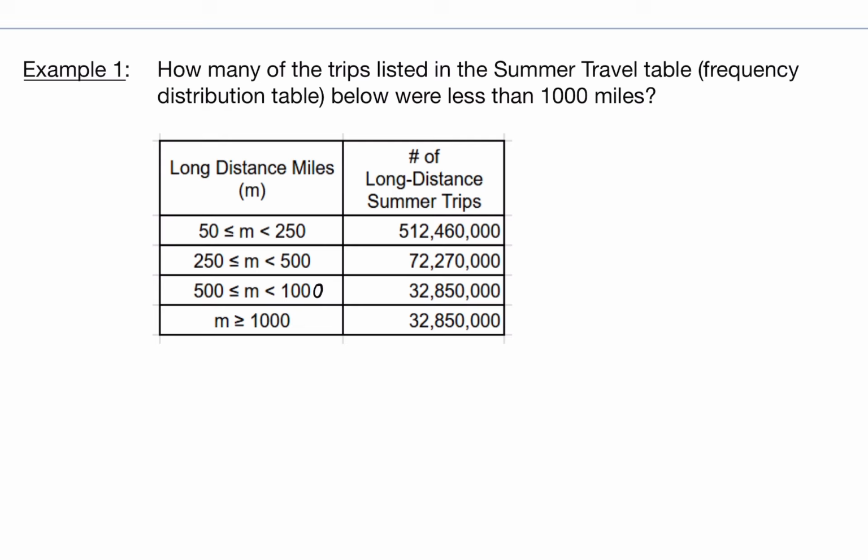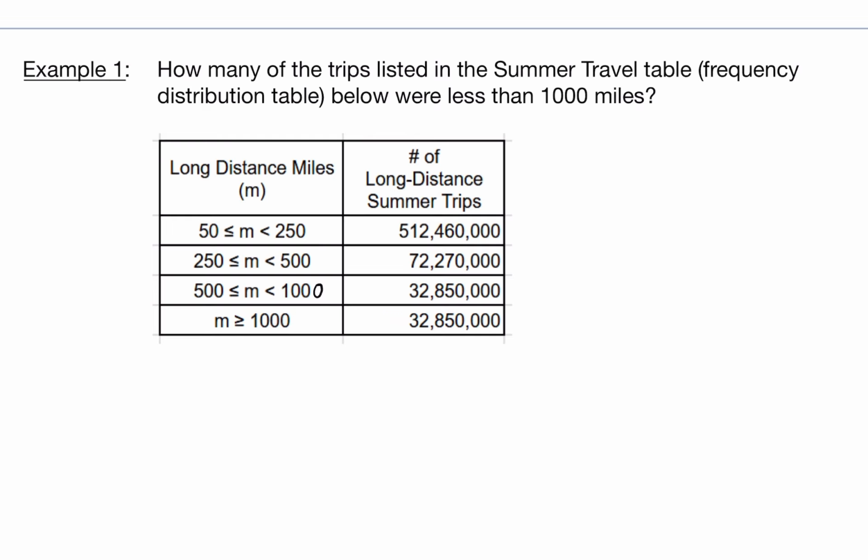When you're given a chart, you need to take some time to really understand what's going on, because there's a lot of information, and it takes a little time to absorb it. So now that we have a better understanding, we want to know how many of the trips listed in this chart were less than 1,000 miles. That really means it is the sum of this number and that number, because this number represents trips that were greater than or equal to 1,000 miles, so we would not include that category.